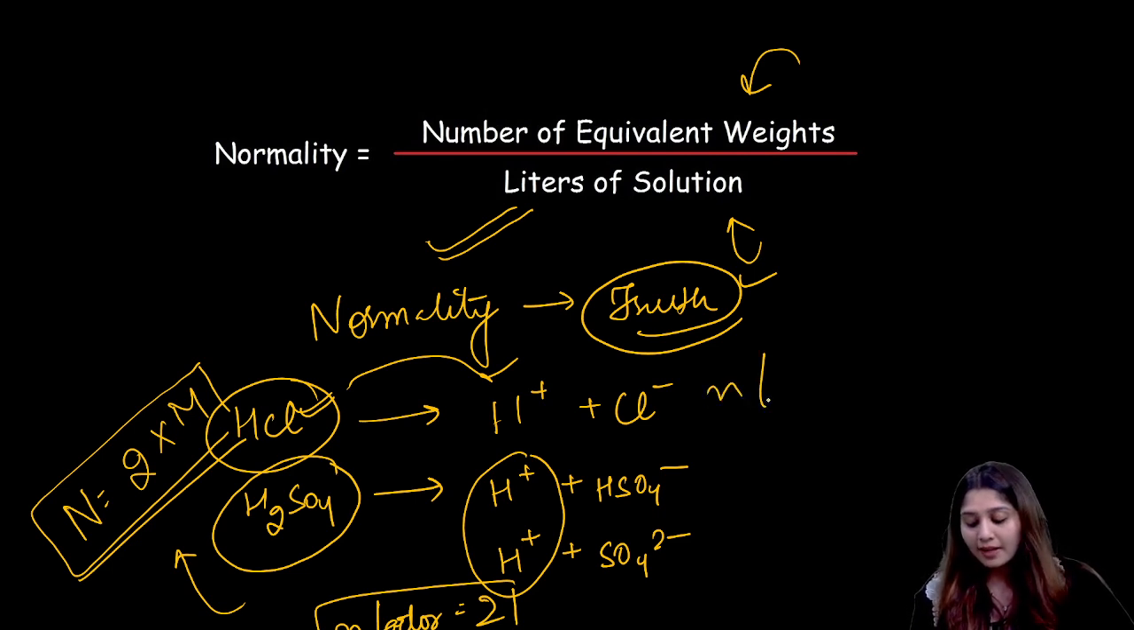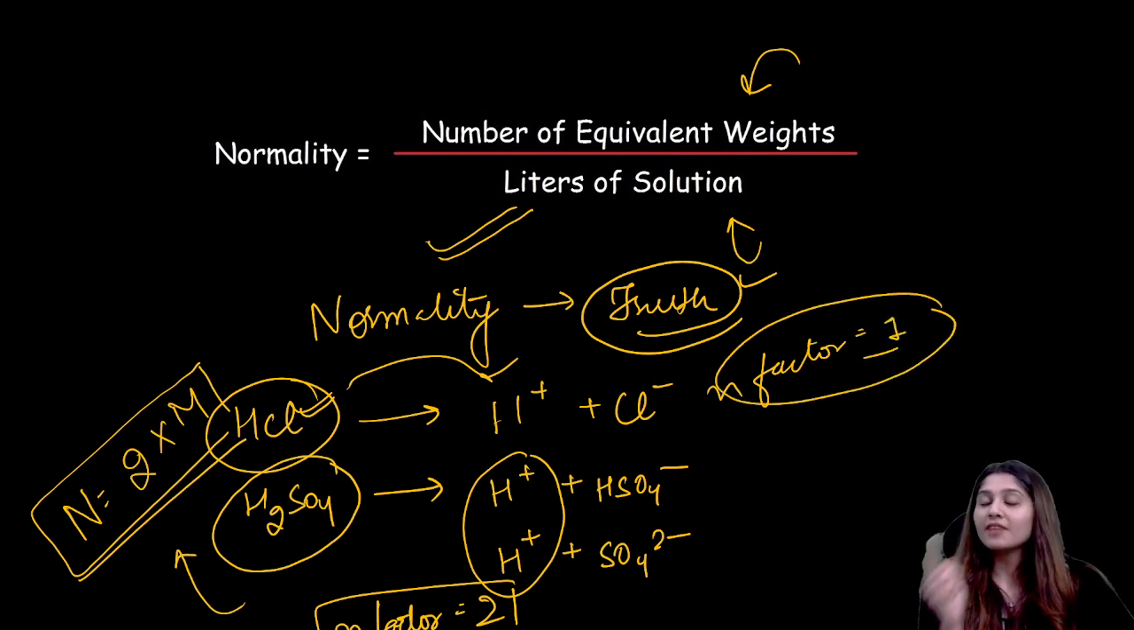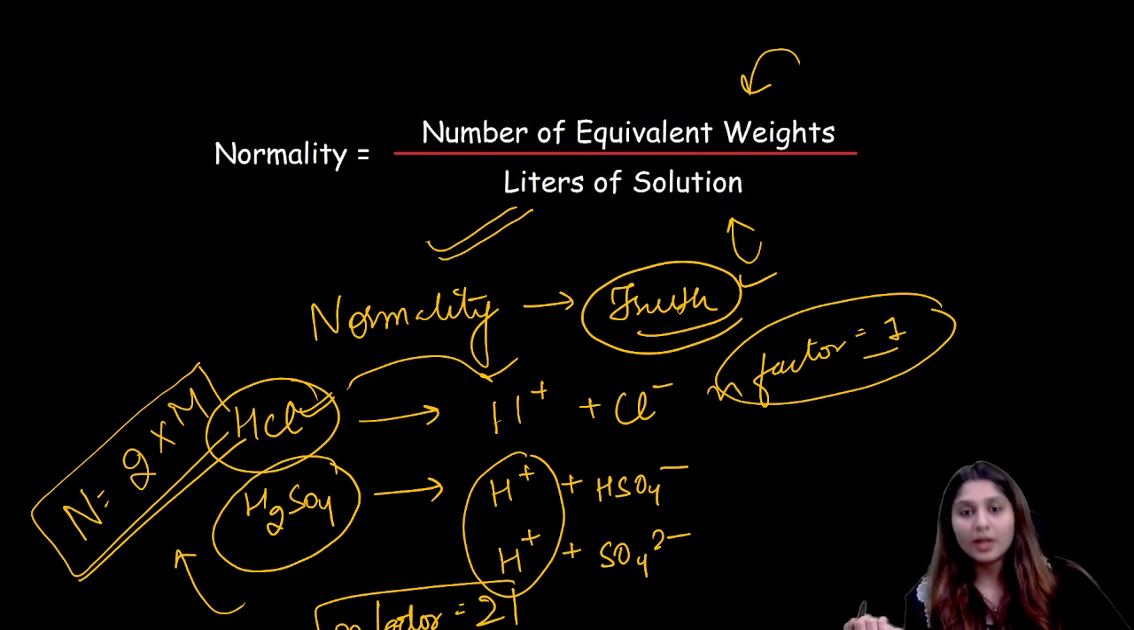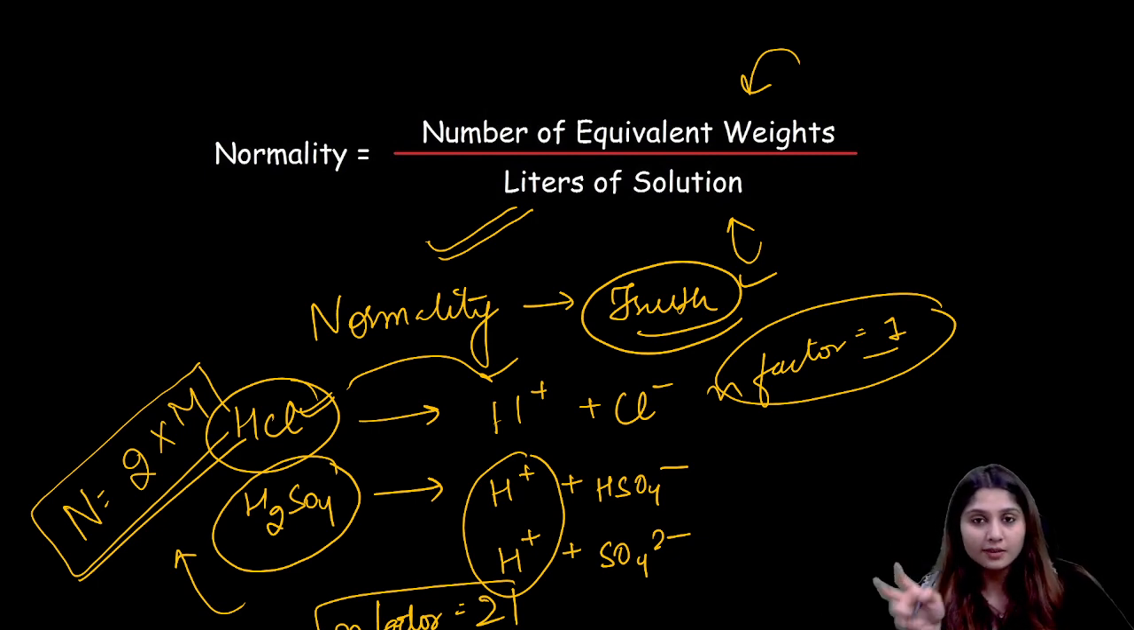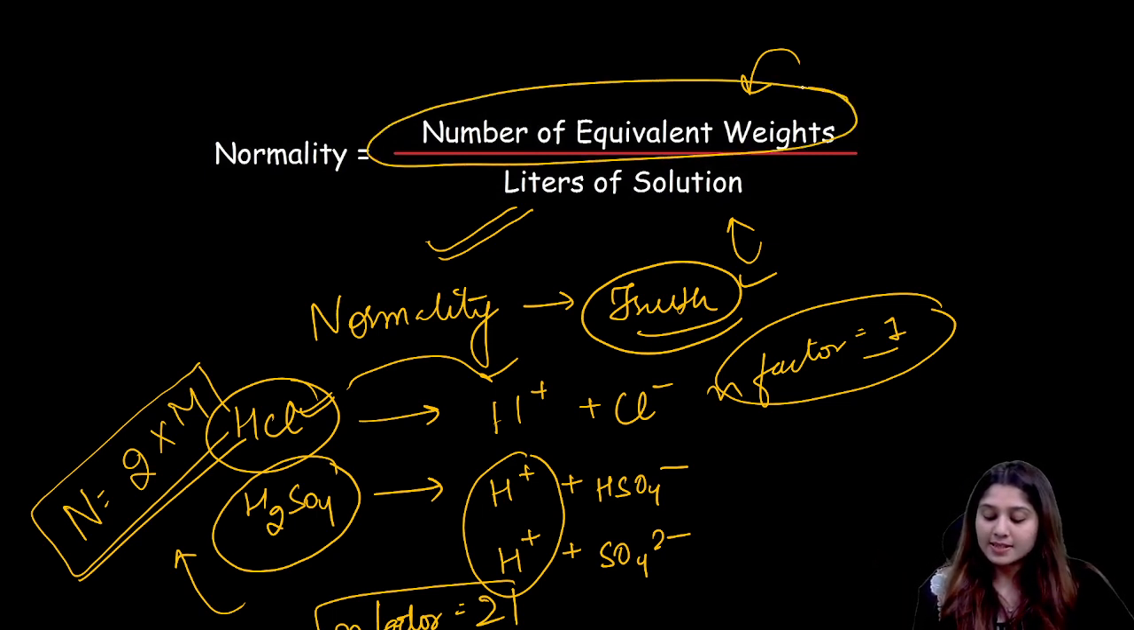Here the N factor, as we know, is 1, and because the N factor is 1, there is no difference. In this case the normality is going to be equal to molarity because there is no N factor effect here, right? So now I hope we are clear with the difference between normality and molarity, okay? This gram equivalence is nothing but moles multiplied by the N factor.